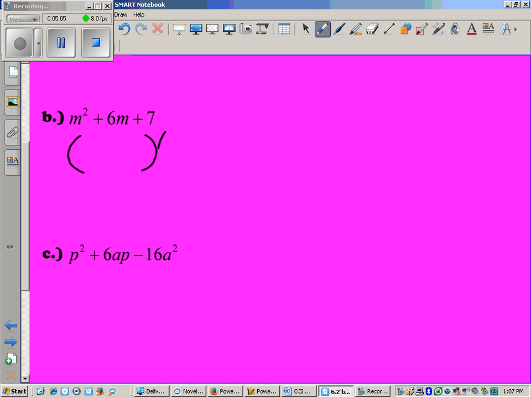If I were to try to basic factor this one, can I take the m squared and break it up into m and m? But then I would need 2 numbers that multiply to 7, that when I add them together I get 6. Not the opposite way around. Make sure you're multiplying to the last number, the 7, and you're adding to the middle number, the 6. So what 2 numbers are going to give you a positive 7 when you multiply, but a positive 6 when you add them together?